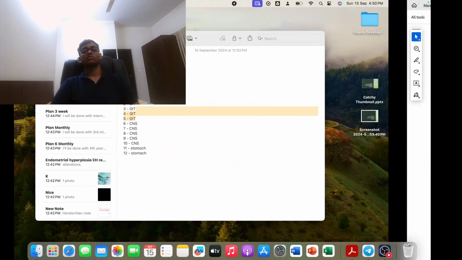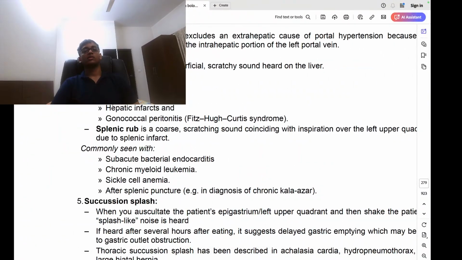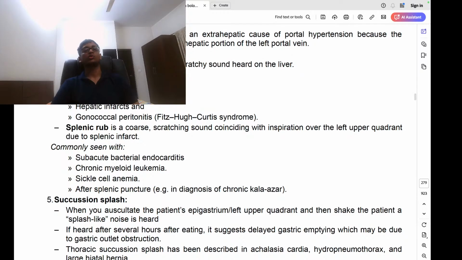A patent umbilical vein. Okay, thank God. Patent umbilical vein excludes an intrahepatic cause of portal hypertension because the umbilical vein arises from the intrahepatic portion of the left portal vein.